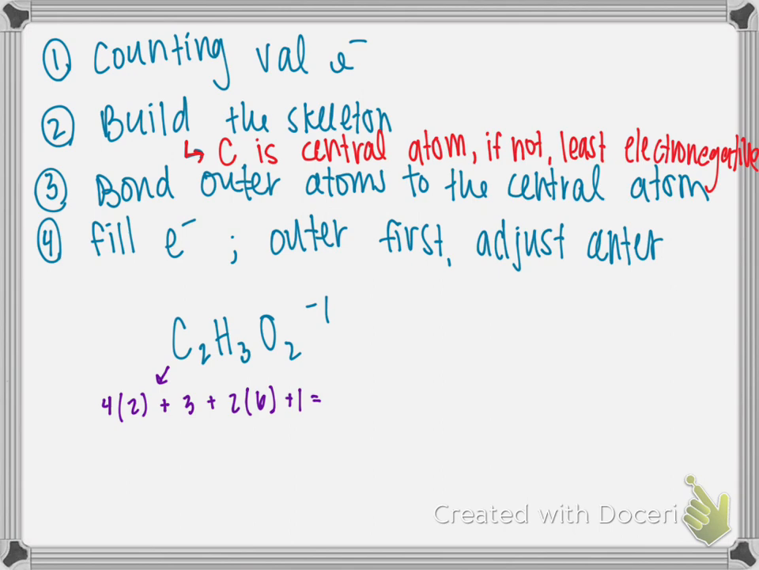So I'm going to add up all of those valence electrons. That gives me 8, 11, 23, 24 electrons. Can I do math in my head? Okay. So 24 electrons. Then we're going to build our skeleton. Okay, so what has to go in the middle? Carbon. It's got to be carbon.